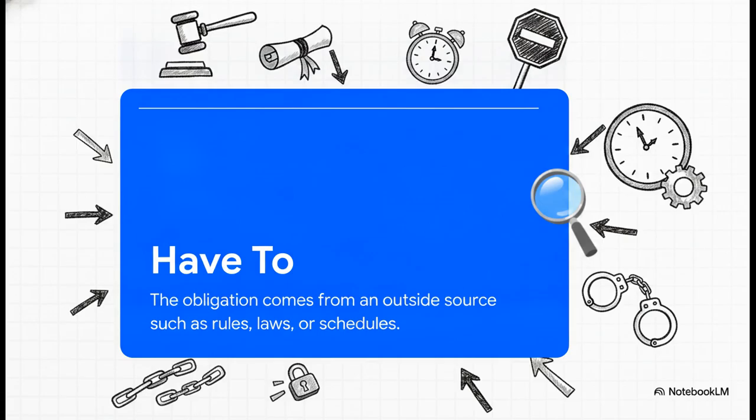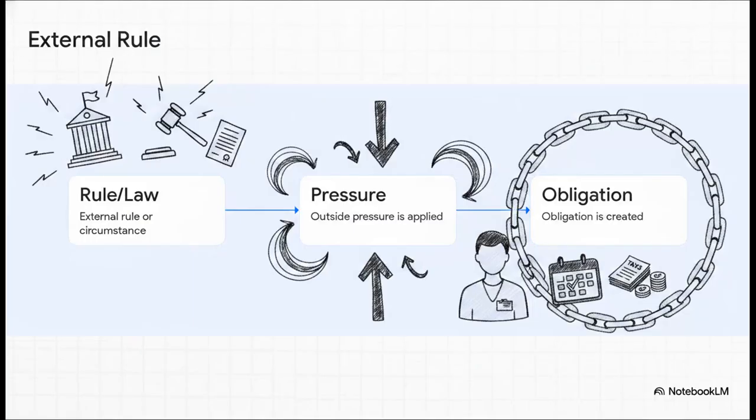Now let's contrast that with our second clue, have to. This is a completely different ballgame. When you use have to, the obligation is coming from an outside source. We are talking about rules, laws, regulations, or rigid schedules. The pressure here is entirely external, which effectively strips away your personal choice completely. Now, what's really interesting about this slide is how the origin point changes. It is no longer your heart or mind, it's an external rule or circumstance. That creates outside pressure, which forms the obligation.